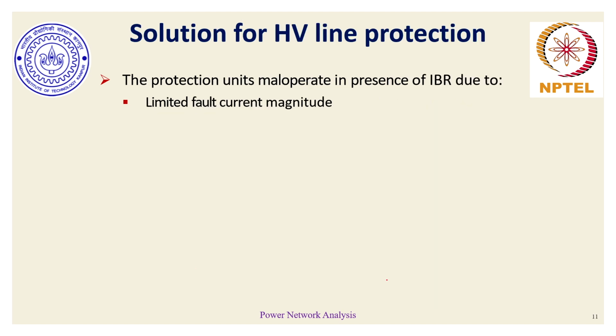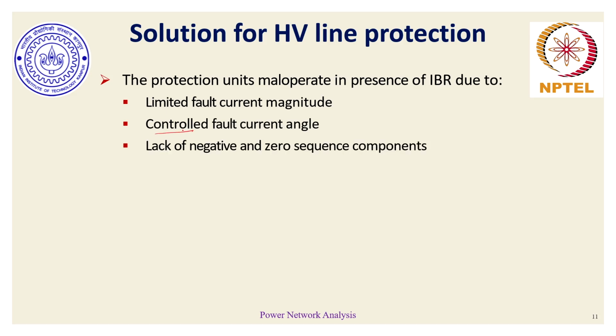So what are the challenges from the brief discussion that we had? With inverter based resources, the current quantum contribution is very limited. The fault current angle is also very controlled with respect to the voltage sensed by the relay. There is a lack of negative and zero sequence components in the inverter based resources. As a result, our conventional distance and directional based elements may find difficulty in correctly deciding whether they should operate or not, and that's where the issue of maloperation comes in.